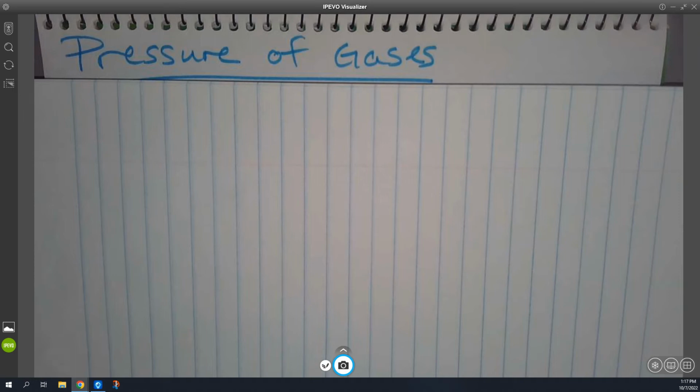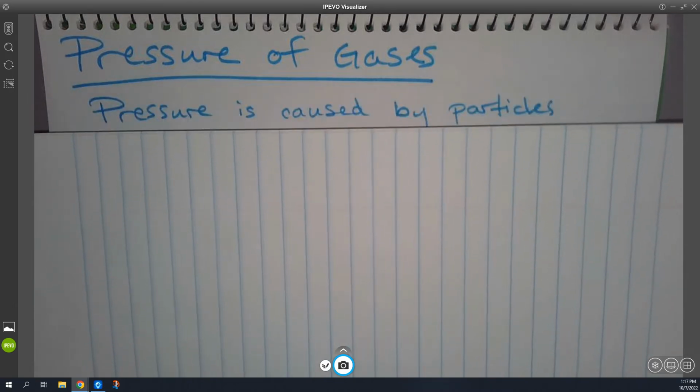All right, so here you go. Pressure of gases. This is what we talked about already, right? Yes, ma'am. So, pressure is caused by what? Particles, but doing what? Sliding forward.